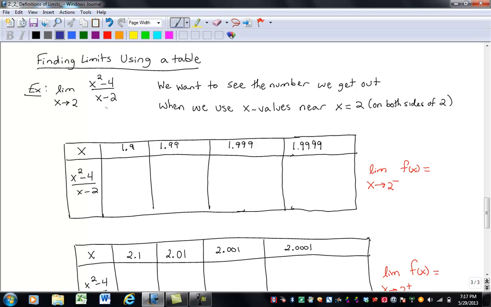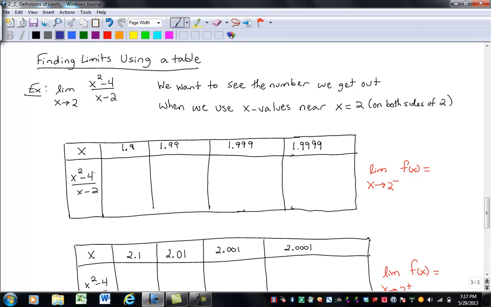So this top column is the x values that are smaller than 2. So these x values are going to be to the left of 2. And notice as I move along here, 1.9, 1.99, I'm getting closer and closer to 2. So what this does is it gives me a way to make a guess to what I think the limit as I approach 2 from the left will be. Because these numbers are smaller than 2, I'm coming nearer to 2 from the left-hand side.